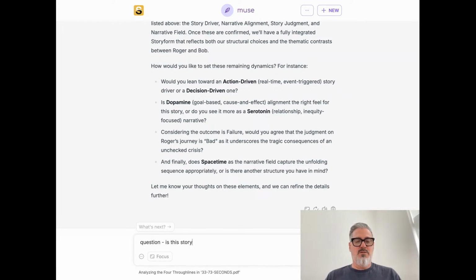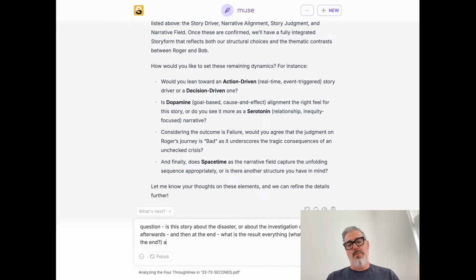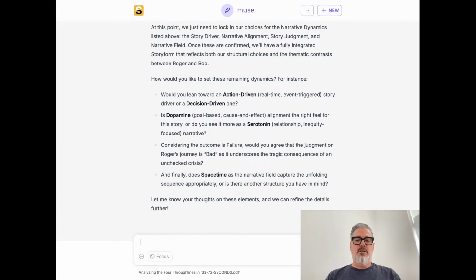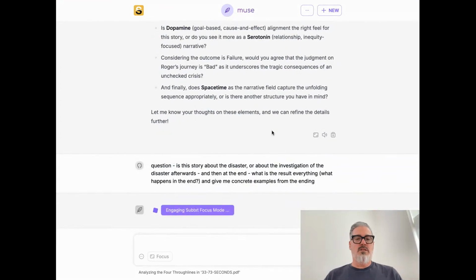Okay, question. Is this story about the disaster or about the investigation of the disaster afterwards? And then at the end, what is the result of everything? What happens in the end? And give me concrete examples from the ending, just so it doesn't pick up on my conversation before and try and say, oh, it's a failure.